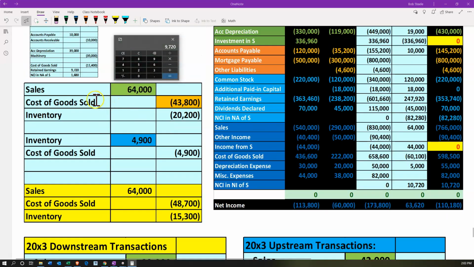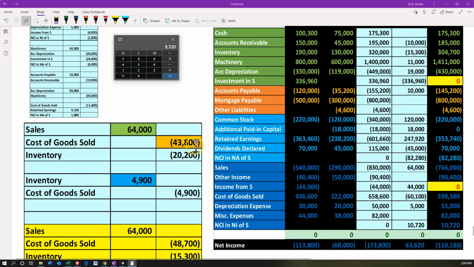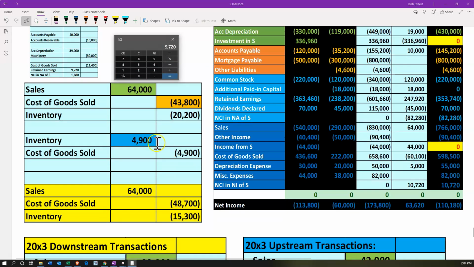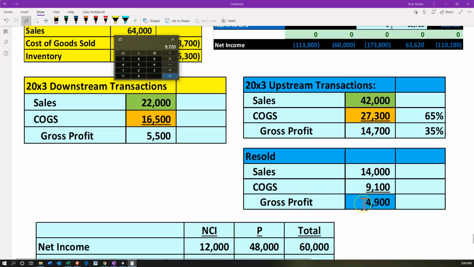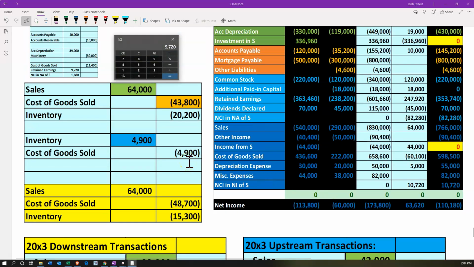Or you can think about it this way. You can say, well, here's the sales, cost of goods sold should be related to them, which you would think would be the 15,600. If these are the sales, you would think the cost of goods sold would be the 16,500 and the 27,300. So you could record that, the difference then going to inventory. And then you need to make an adjustment for inventory and cost of goods sold for the amount that was resold down here for the 2000X3 upstream transaction. So then you can make that adjustment. So I think these two are the same thing. These are two alternatives that get to the same amount.